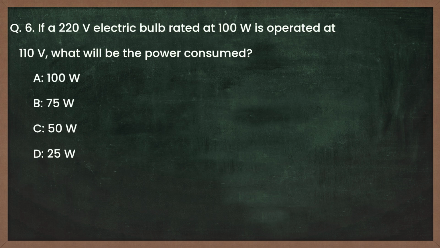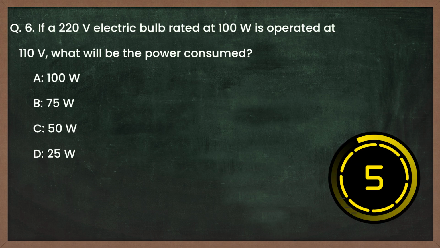Option A, 100 watts. Option B, 75 watts. Option C, 50 watts. Option D, 25 watts. You have 5 seconds to answer the question.